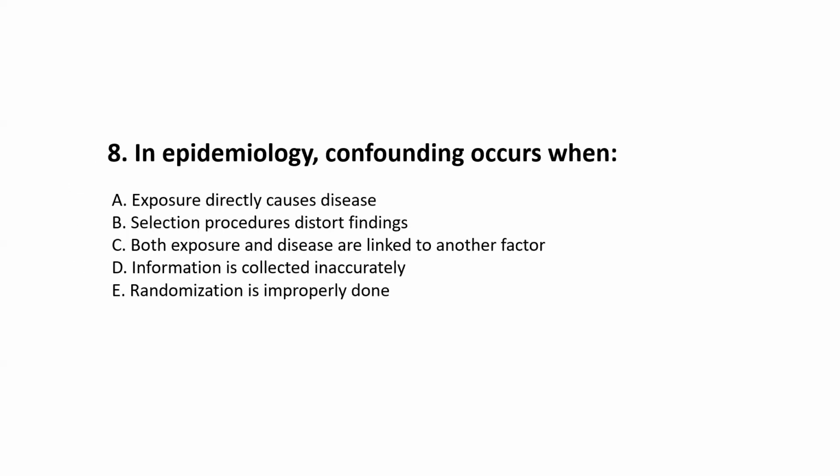MCQ number 8: in epidemiology, confounding occurs when A, exposure directly causes disease, B, selection procedure distorted findings, C, both exposure and the disease are linked to another factor, D, information is reflected incorrectly, E, randomization is inappropriately done. C is the right option.